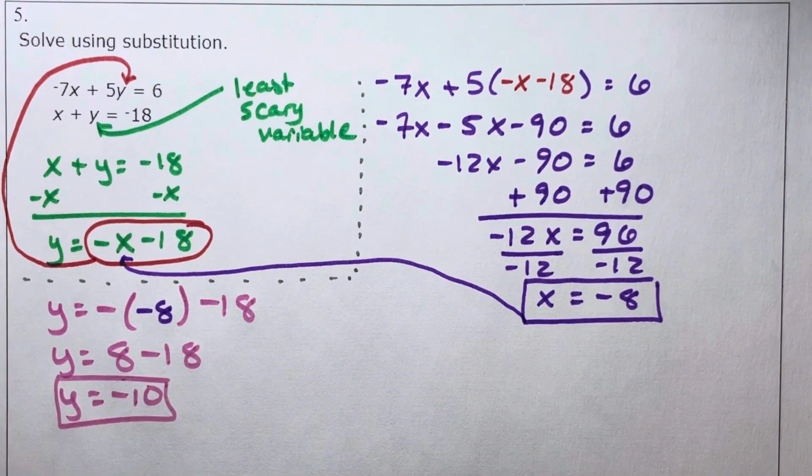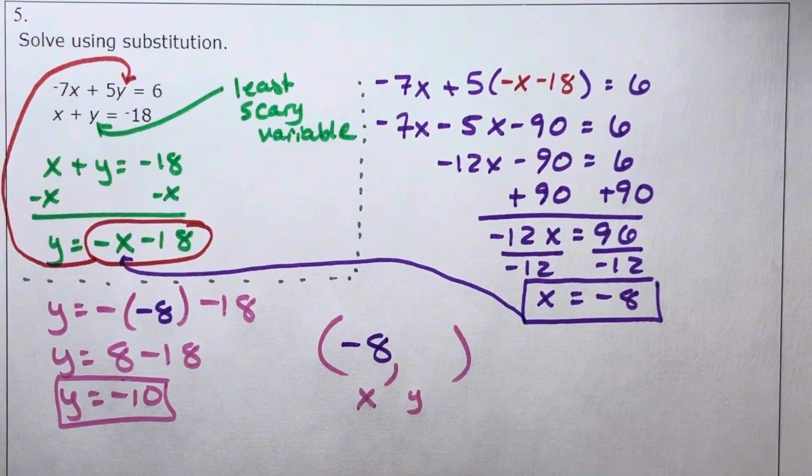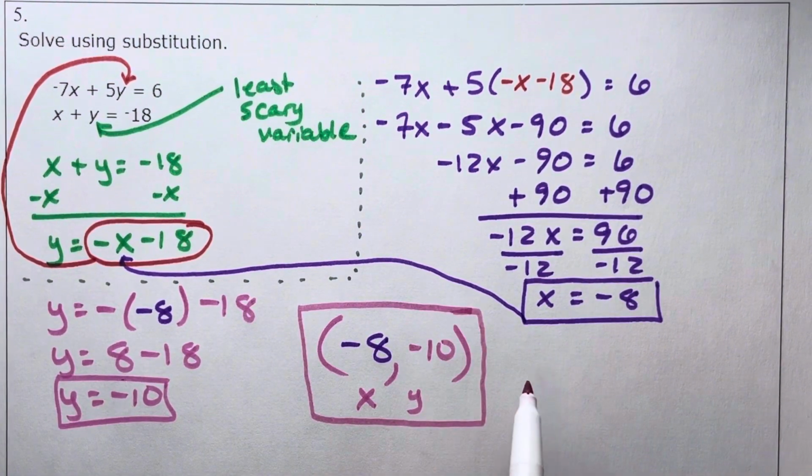We've done all the hard work. We're ready to write our final answer. So, our solution is always a coordinate point in the order of x and then y, regardless of what you solve for first. For us, x has a value of -8 and y has a value of -10. So we have the coordinate point, -8, -10. And there you go.